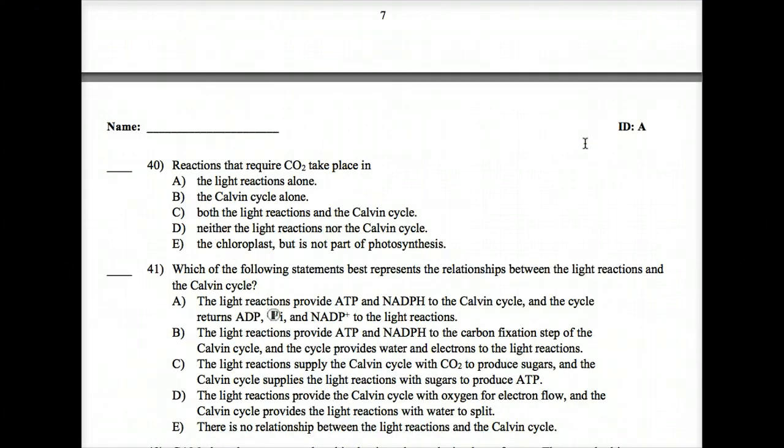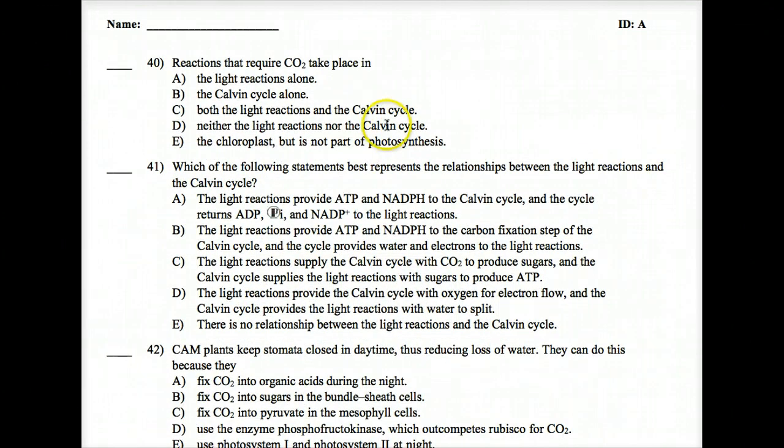And number 40. I'm almost done, Coach Wilhite. You can talk.